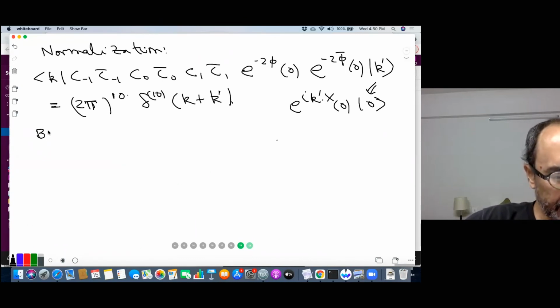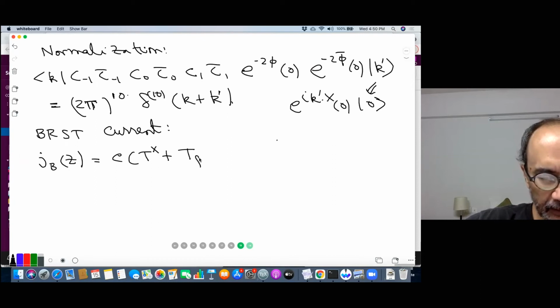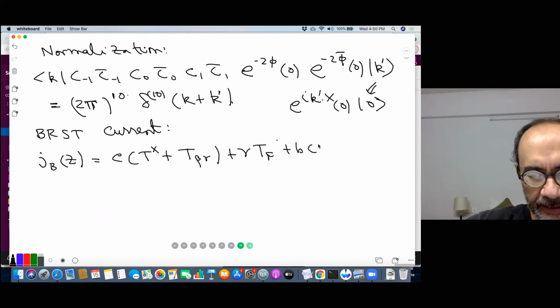Okay, BRST current. So JB of z, this I introduced in bosonic string theory. Now there will be extra terms. It is c times Tx plus T beta gamma. These I have defined. Plus gamma TF plus bc del c minus 1/4 gamma square b.